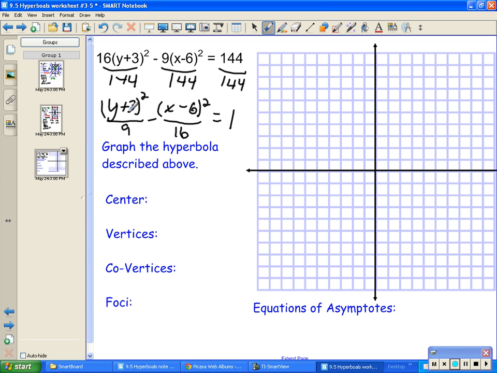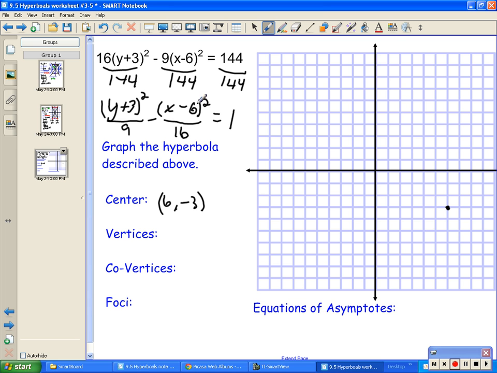Just like with circles, ellipses, parabolas, these numbers inside the parentheses tell us how far the center is translated. So the x is going to go over 6, and the y is going to go down 3. So the center is at (6, negative 3). Let's plot that over here. 1, 2, 3, 4, 5, 6, negative 3.